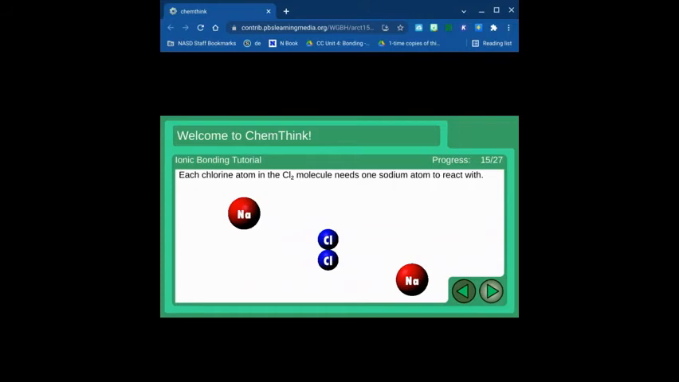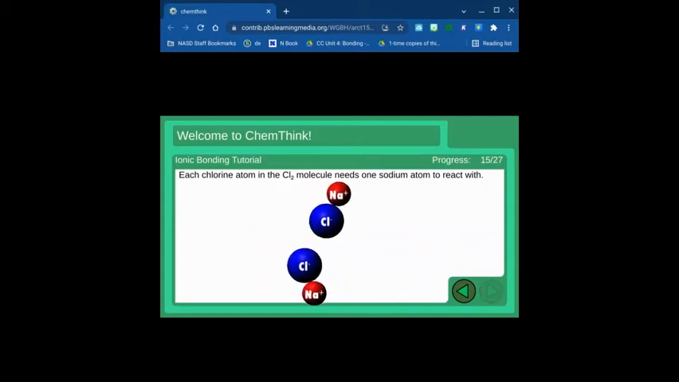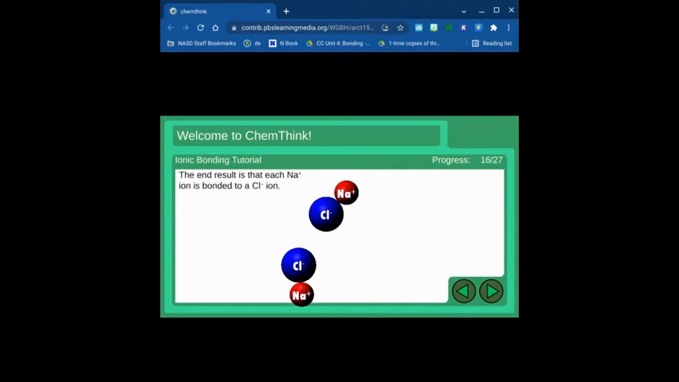Each chlorine atom in the Cl2 molecule needs one sodium atom to interact with. Answer your next question. The end result is that each Na+ ion is bonded to a Cl- ion. Answer your next question. But remember that opposite charges attract. Watch what happens next.